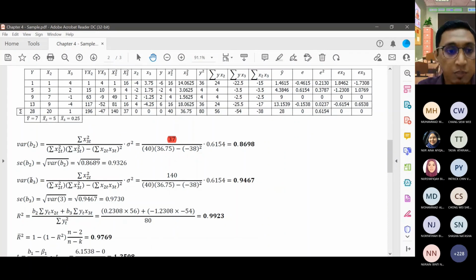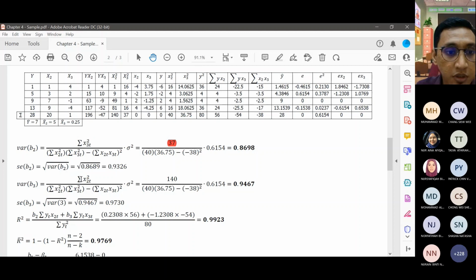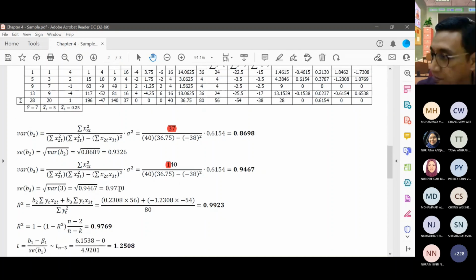We do the variance for B3 by following this formula. Okay, so here we have the sum of squared x2. So this is the sum of squared x2, another typo here. Sorry for another mistake. I did not have enough time to recheck this example, because I created it just before we started our class. All right, over the same denominator times the variance of the residual to get 0.9467. We square root the variance for B3 to get its standard error. Here the standard error is 0.9730.